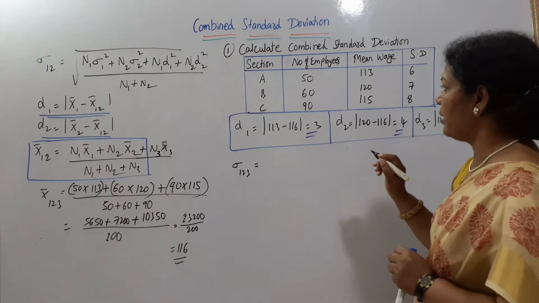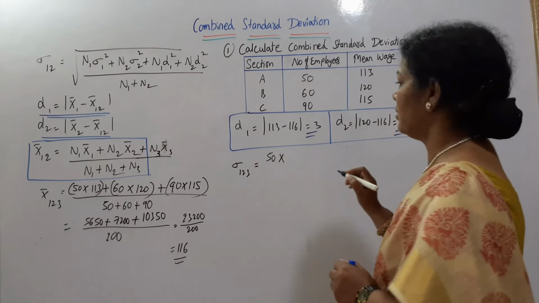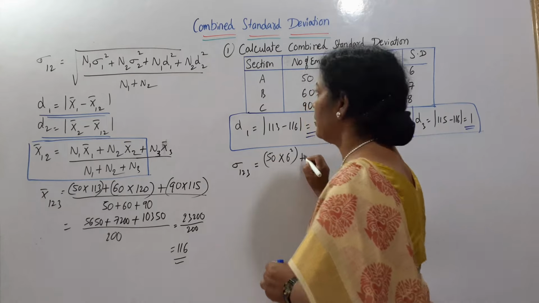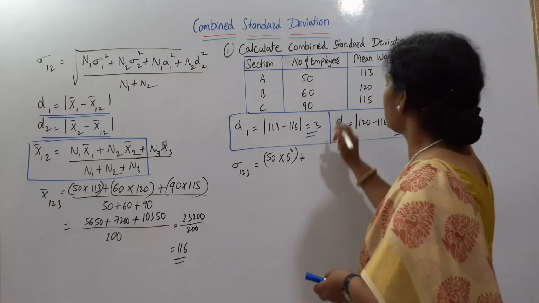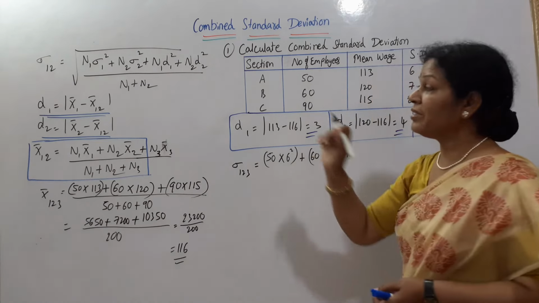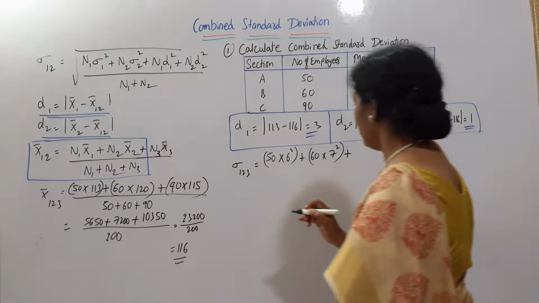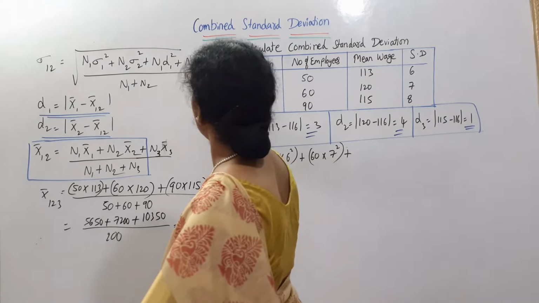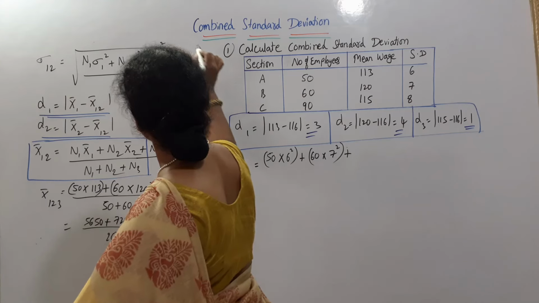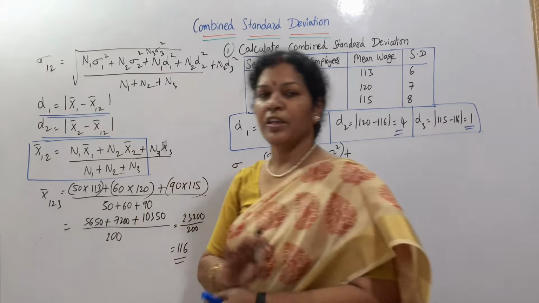N1 row 1 square. N1 is here 50 into row 1. Row 1 is 6 square. Plus N2 is 60 into row 2 is 7 square. Plus N3 is also there. So we are extending the formula. You can write it here only. So here you will write N3 row 3 square and here N3 D3 square, extension of this formula. Okay.